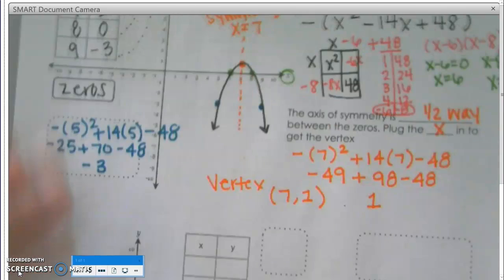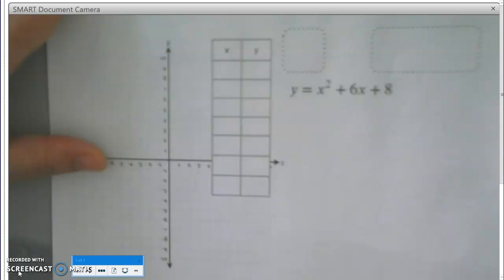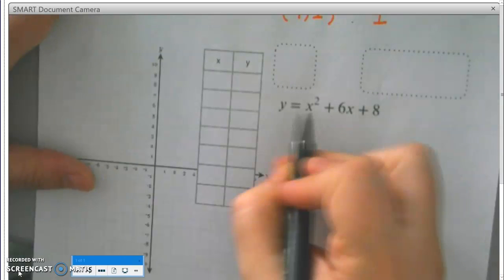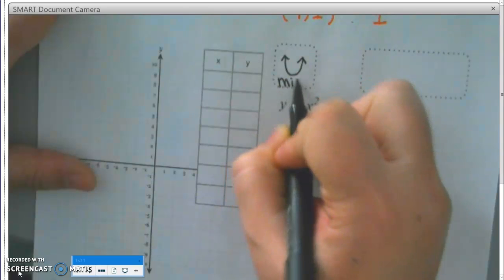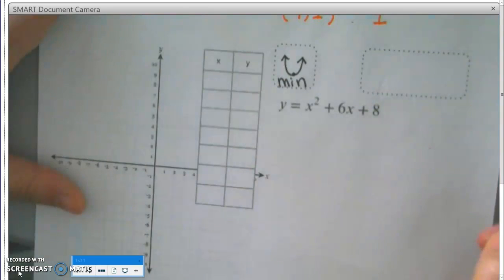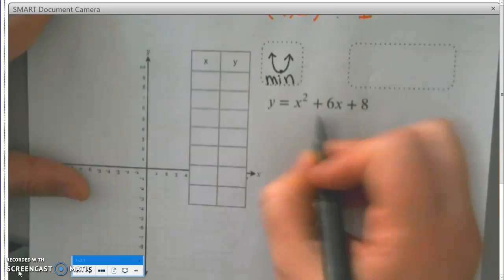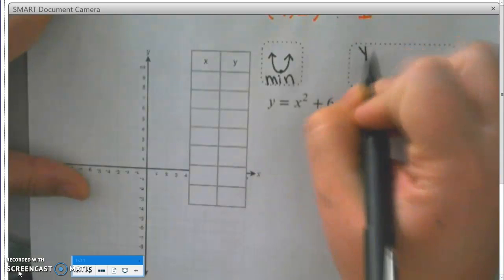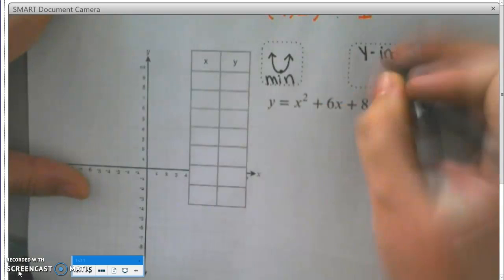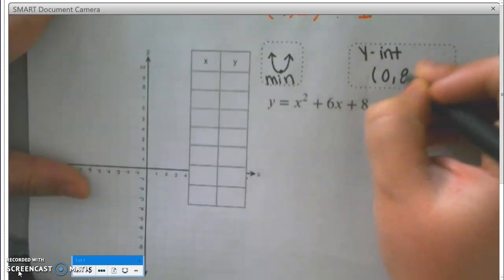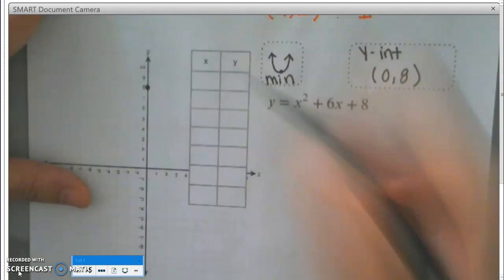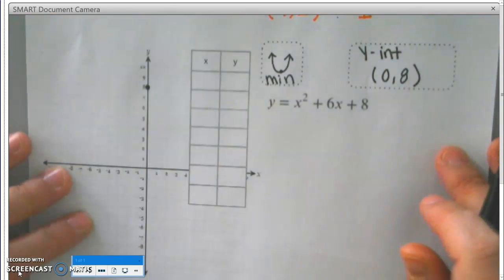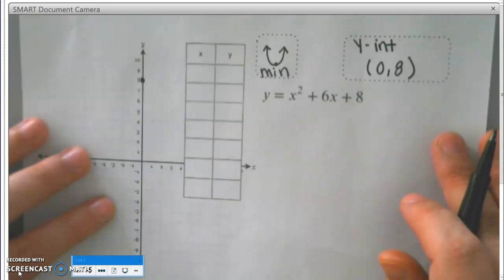All right, let's do one more. So this one is positive, so it's going to make a happy face, which means it will have a minimum as a vertex. And I can see here the last number is 8. So my y-intercept is going to be the point 0, 8. Now I can actually plot that. So that can be one of the 5 points that I go ahead and use on this graph.